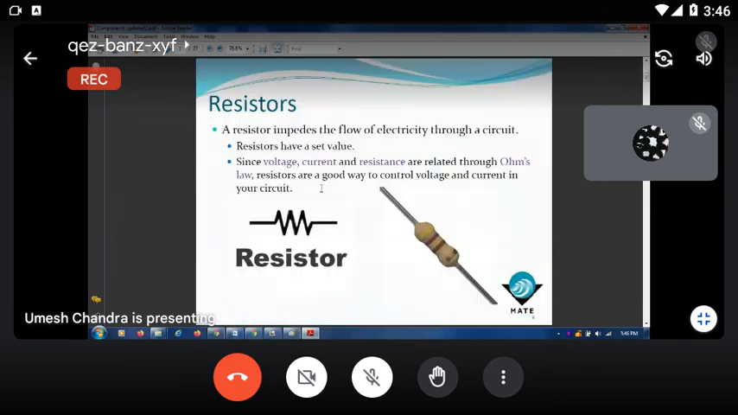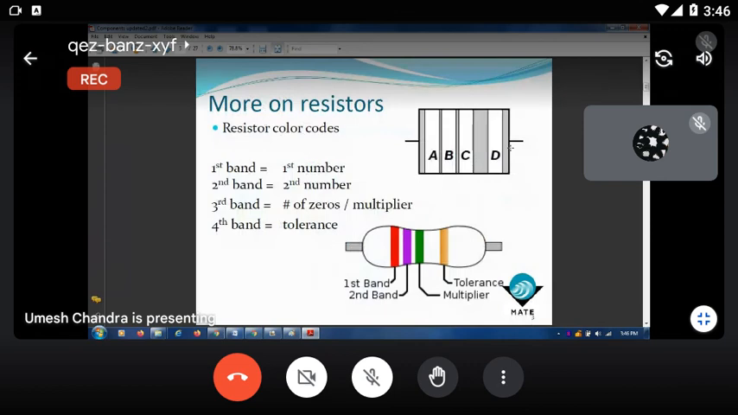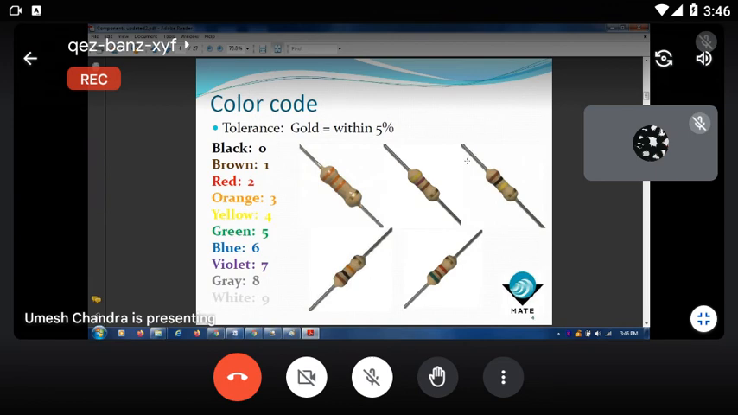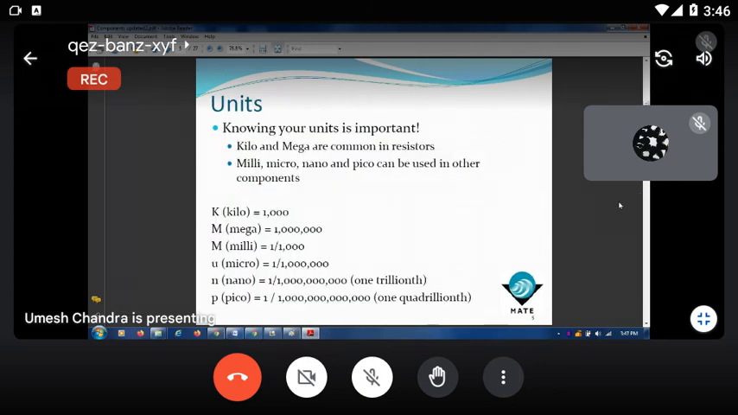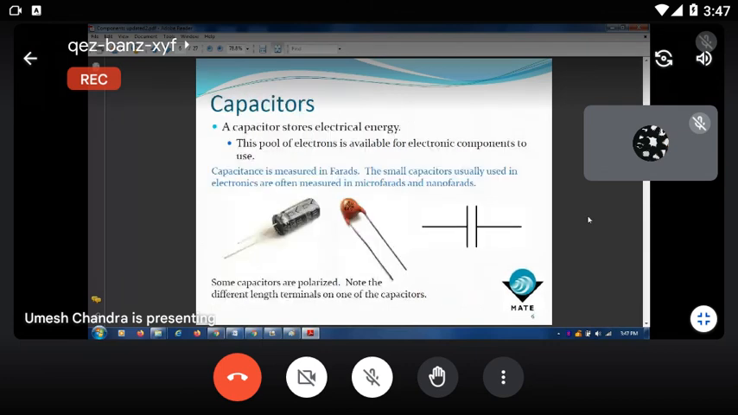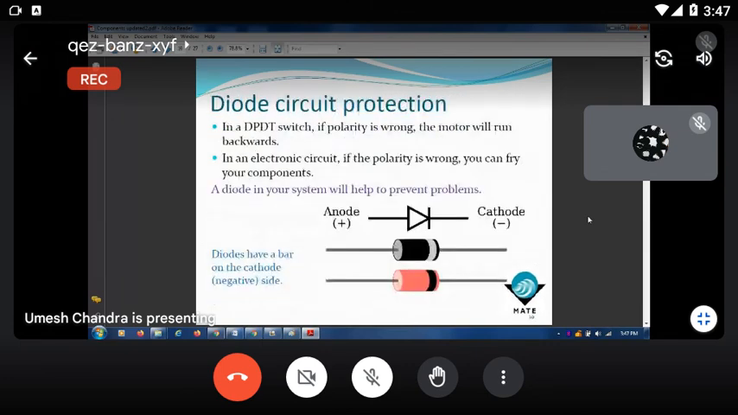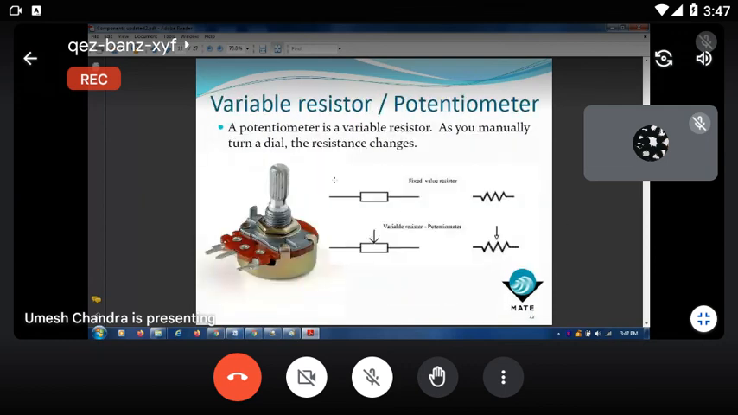Here, see the resistor. This is the symbol of the resistor, and the second figure is the physical resistor. First band, first number; second band, second number; third band, the multiplier. Then there are different types of resistance values here. The color code is black, brown, red, orange, yellow, green, blue, violet, gray, and the last one is white. Units are unity, kilo, mega, milli, micro, nano, pico. This is the variable resistor.